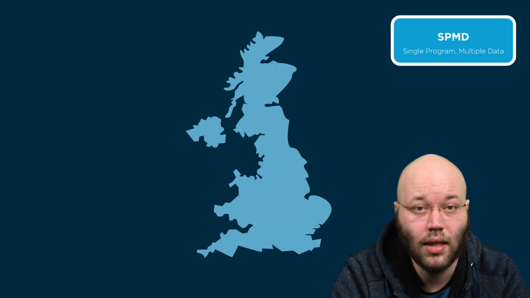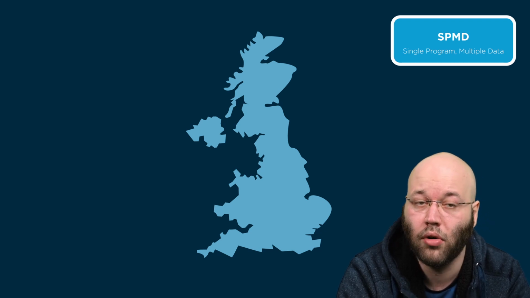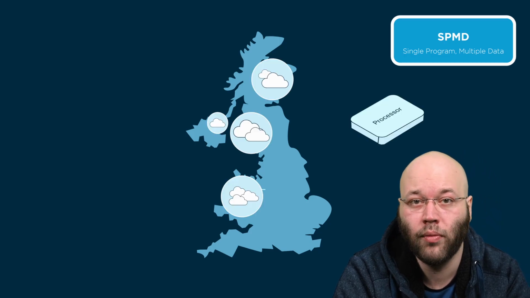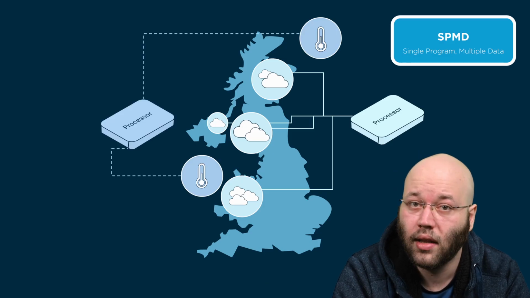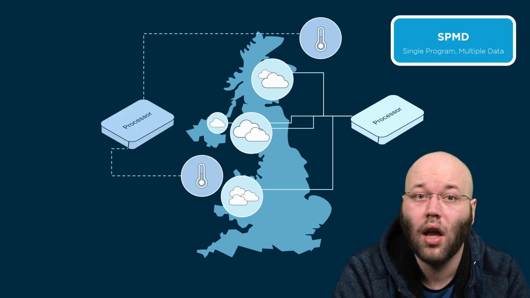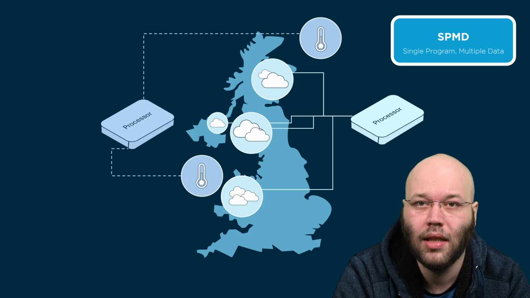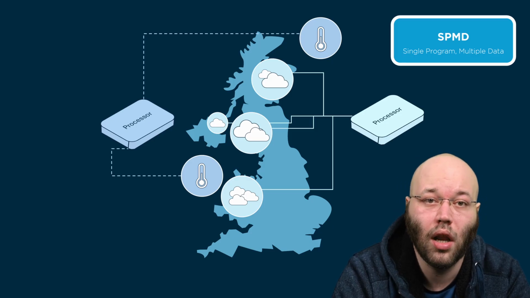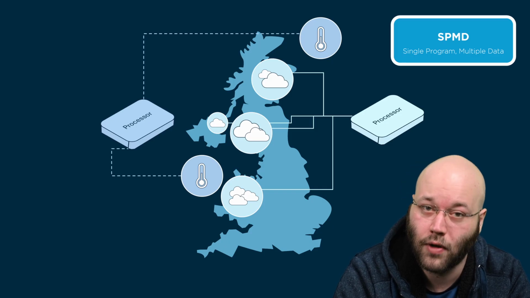With SPMD, each processor runs the same weather simulation program. One processor might be analyzing cloud movement over the mountains, while another is tracking ocean temperatures. They don't need to stay in perfect sync. Each one works through the simulation independently. This flexibility makes SPMD one of the most widely used approaches in high-performance computing, where large-scale problems are divided across many processors to solve them efficiently.